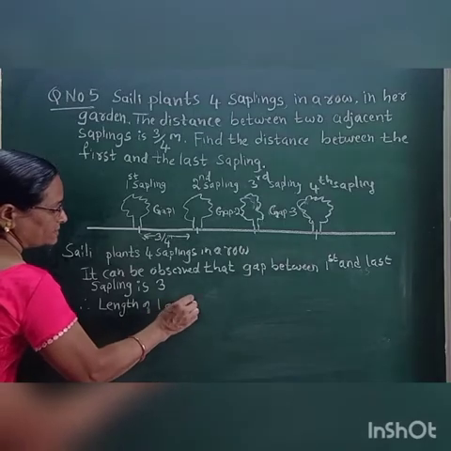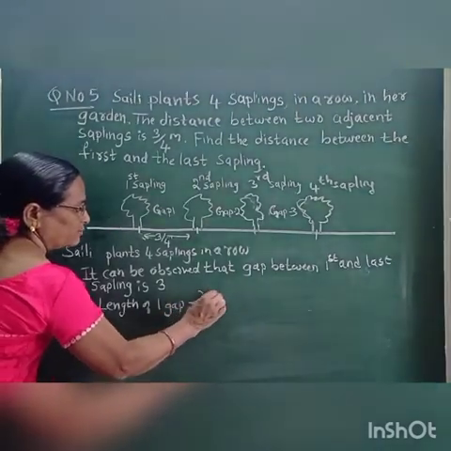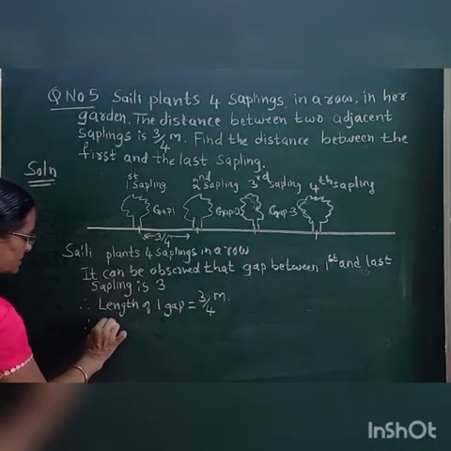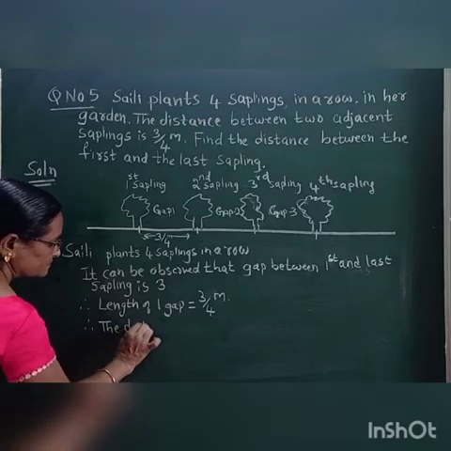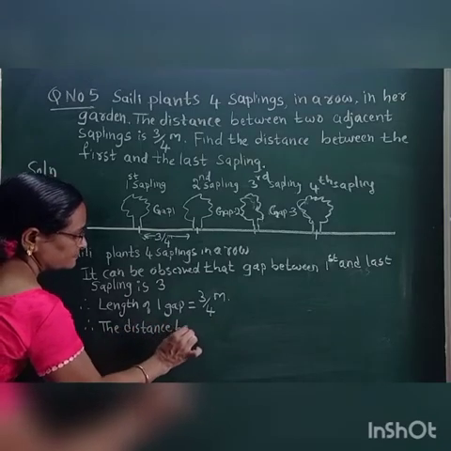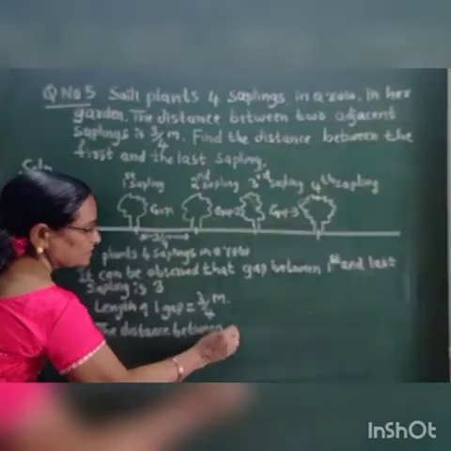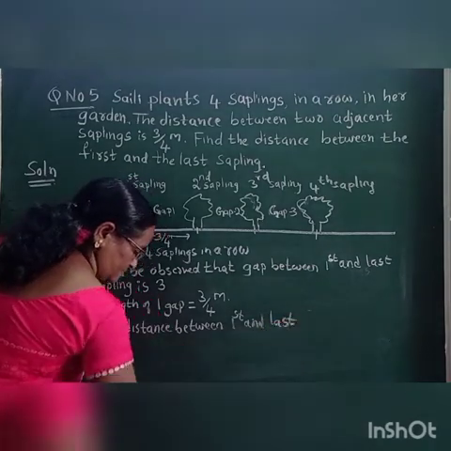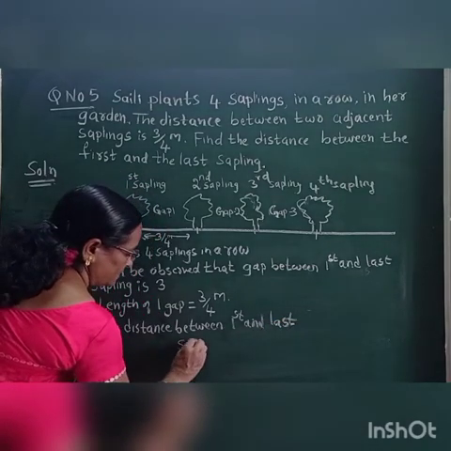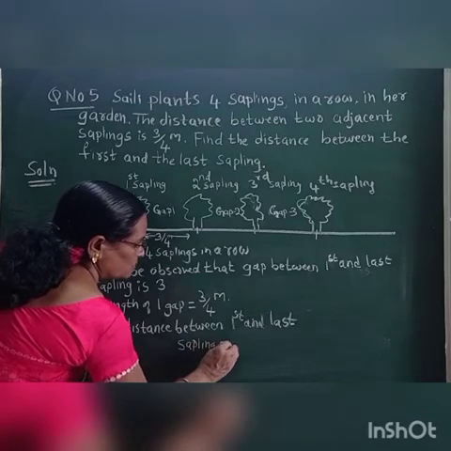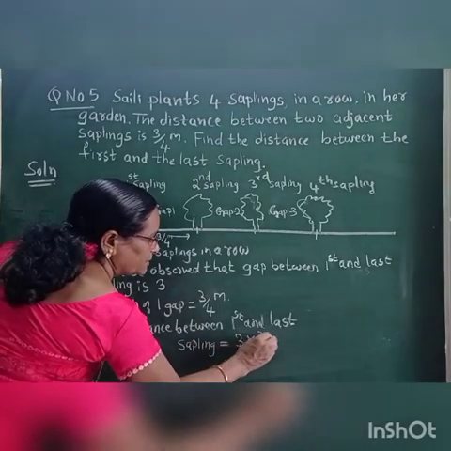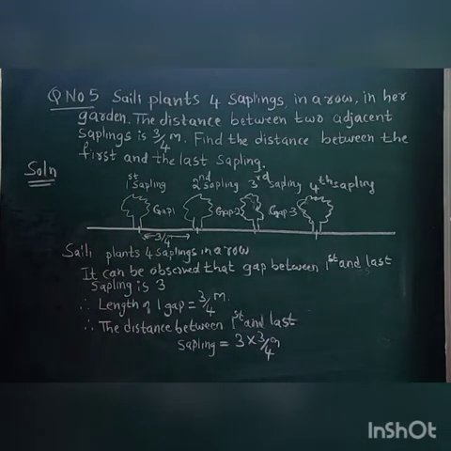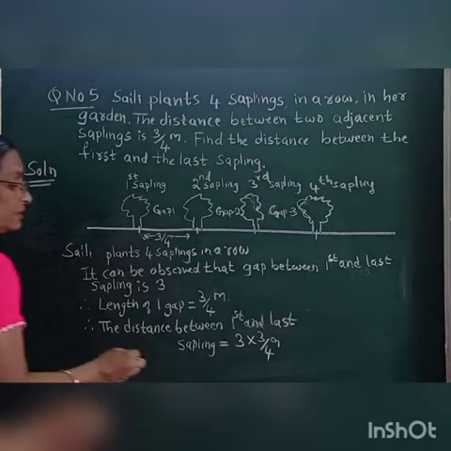Therefore, here the length of one gap is how much? 3 by 4 meters. Therefore, the distance between first and last sapling is equal to 3 gaps into 3 by 4 meters. So, what is the answer here? 9 by 4.